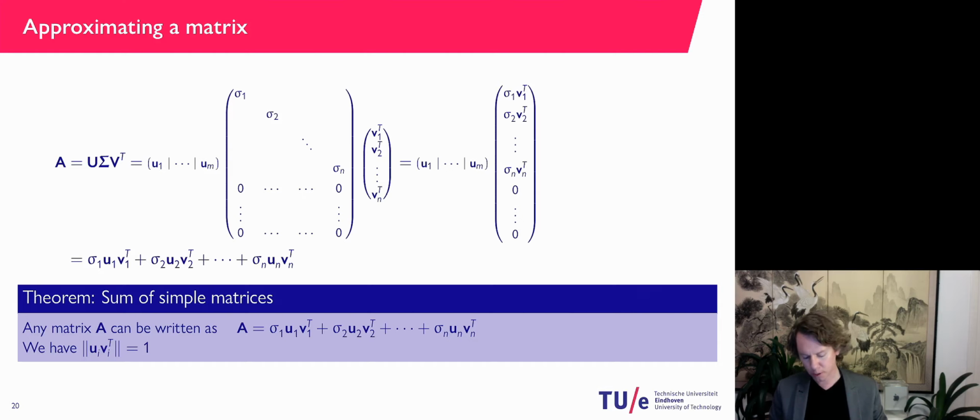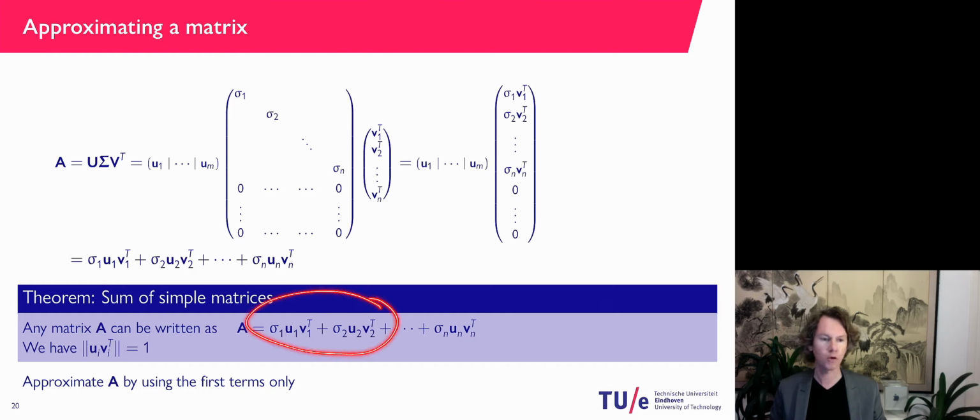And also we always assume that the singular values are ordered in size. So that means that sigma 1 is the biggest, and then sigma 2, and finally sigma n is the smallest singular value. Now, if you take only, say, the first 2 or the first 3 or the first 4 terms, then you get an approximation to the matrix.